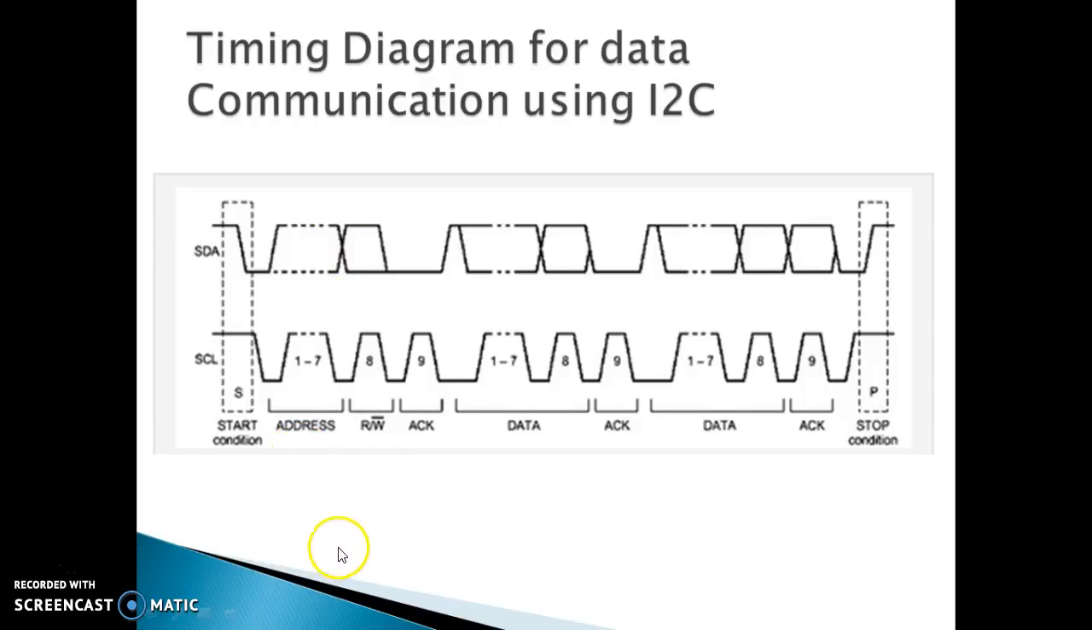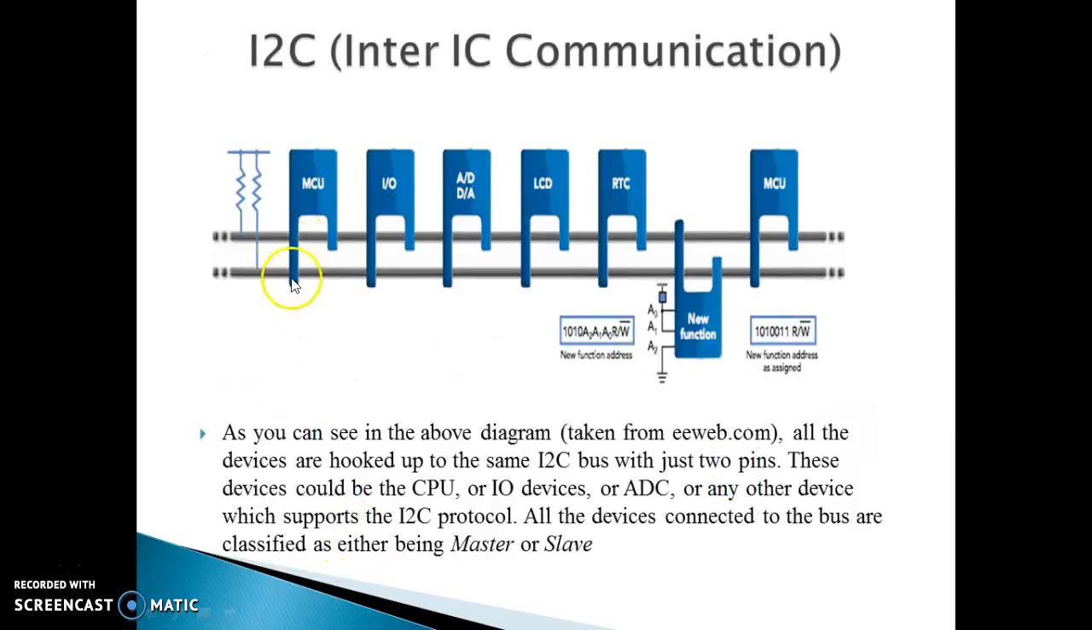Look at this diagram now. On the SDA line, the start pulse will go, then the 7-bit address will go. Every device is peeping into this SDA line, checking whether the address is its own or not. So the D2A converter has now understood that it is its address. The rest of the devices will keep quiet now, and the D2A converter will start communicating with the microcontroller.